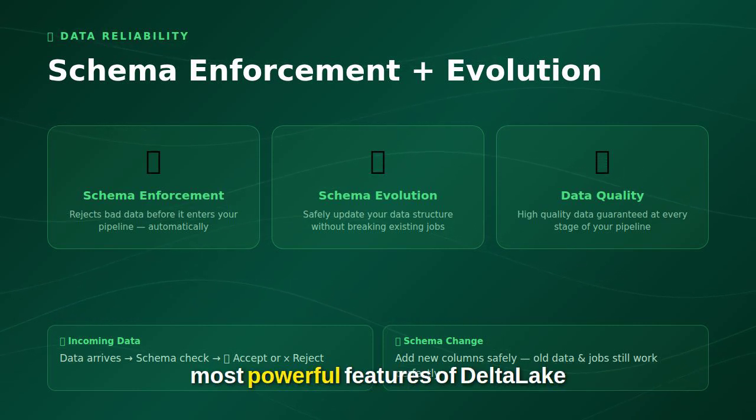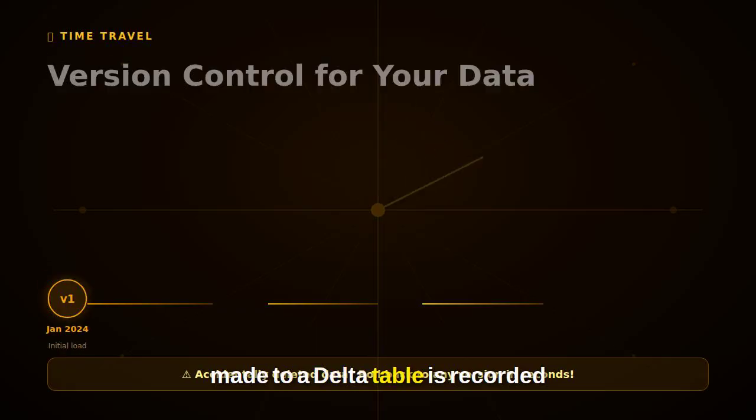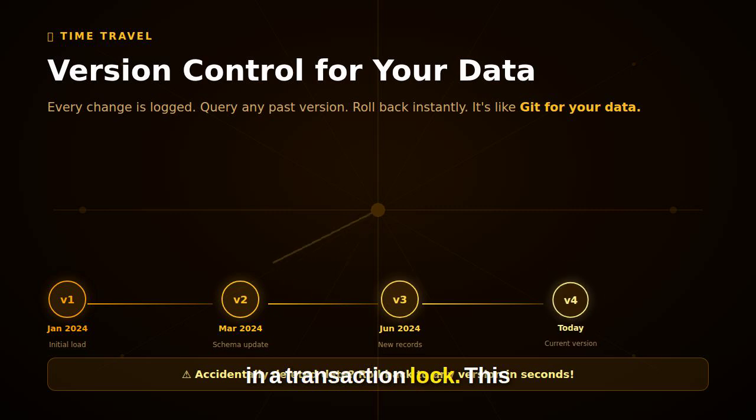One of the most powerful features of Delta Lake is time travel. Every change made to a Delta table is recorded in a transaction log. This means you can query older versions of your data at any point in time. If someone accidentally deletes important data, you can instantly roll back to a previous version. It is like having a version control system built directly into your data platform.